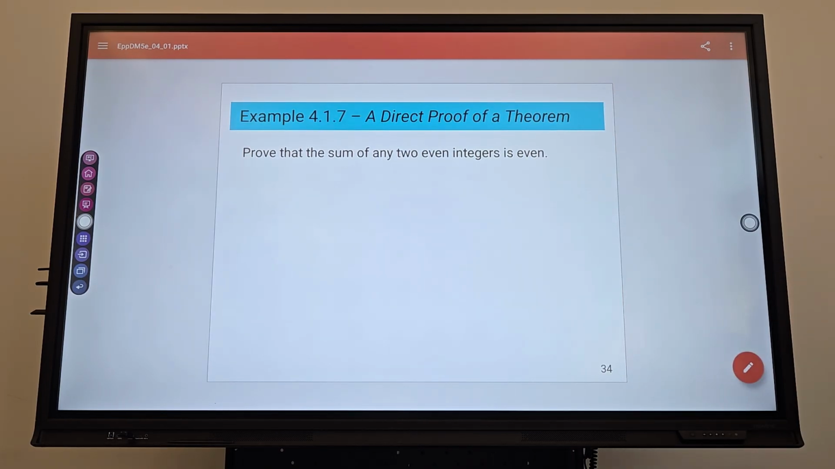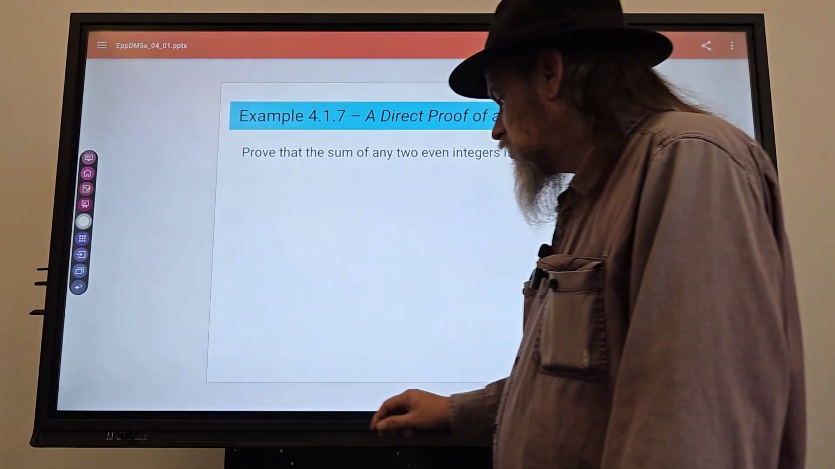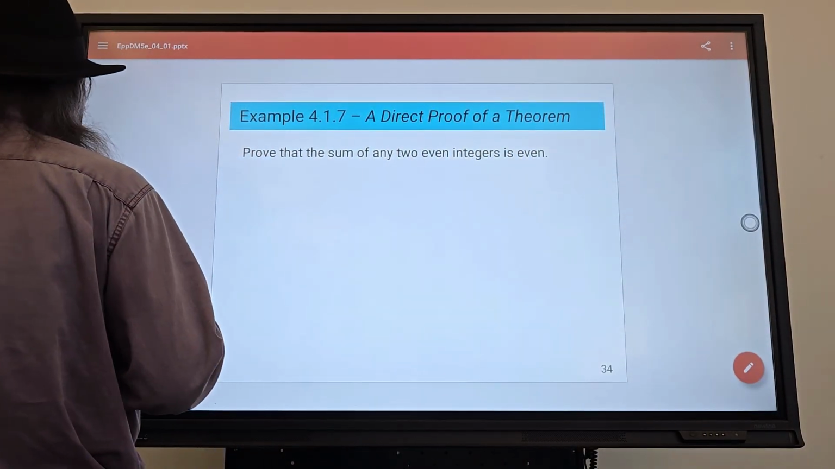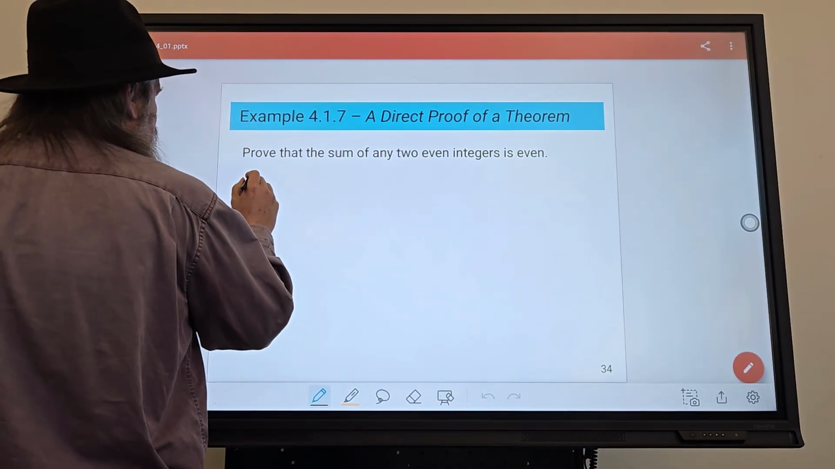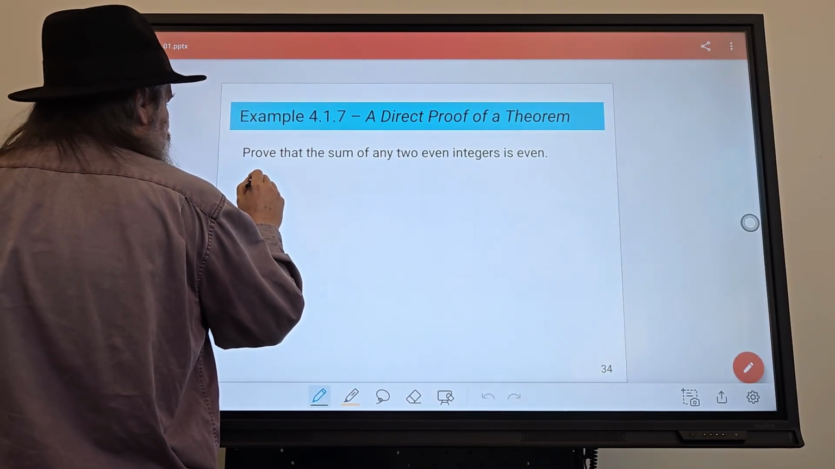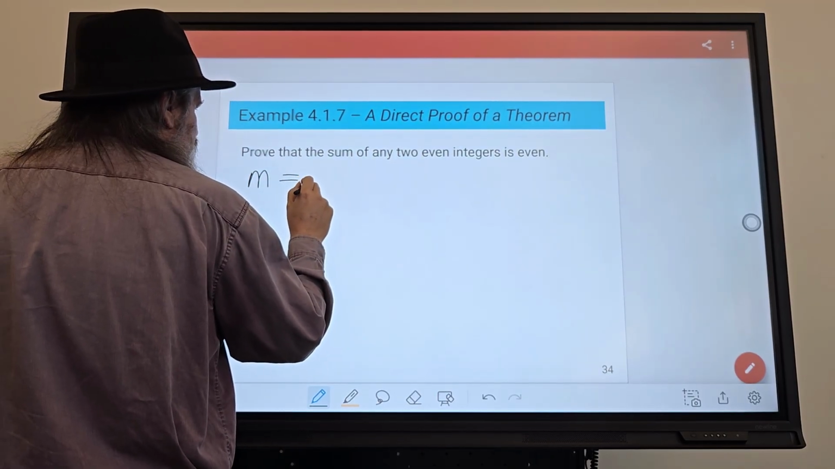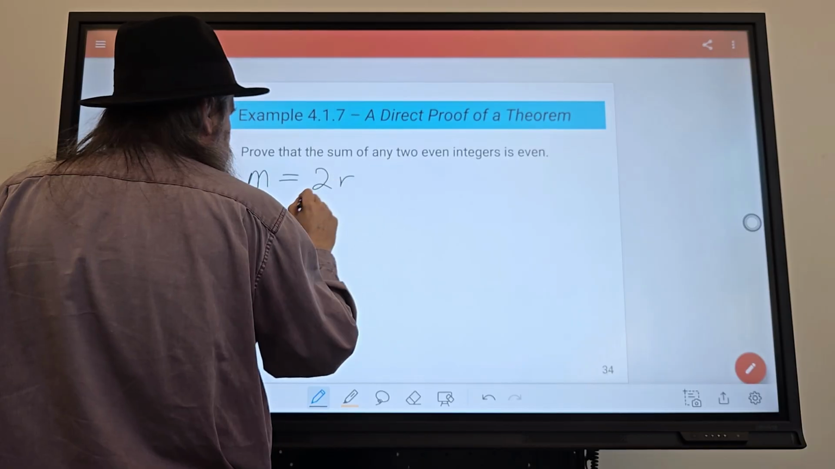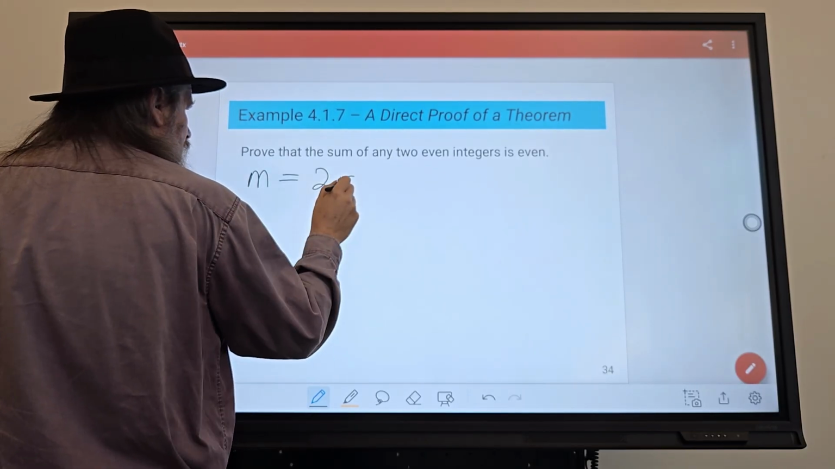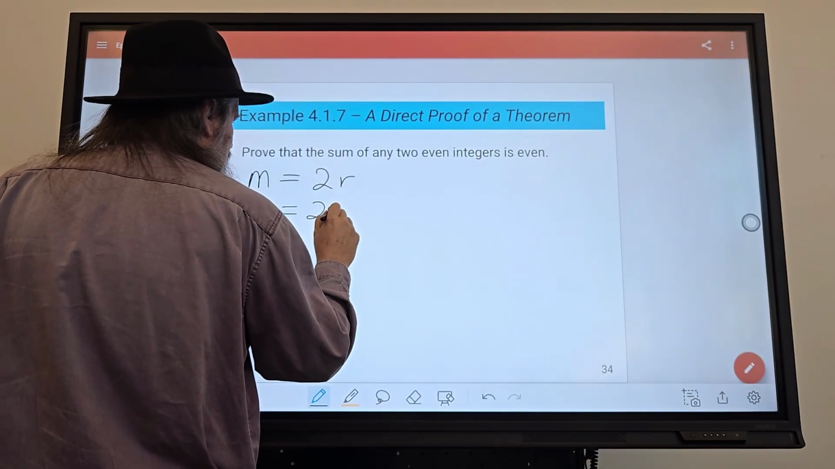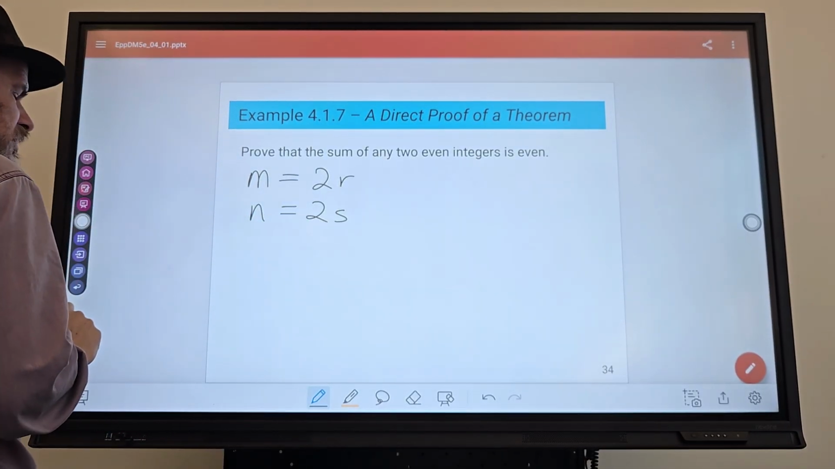So prove that the sum of 2 even integers is even. Well, suppose you have 2 even integers, m and n. M, because it's even, is 2r, where r is an integer. N equals 2s, where s is an integer.